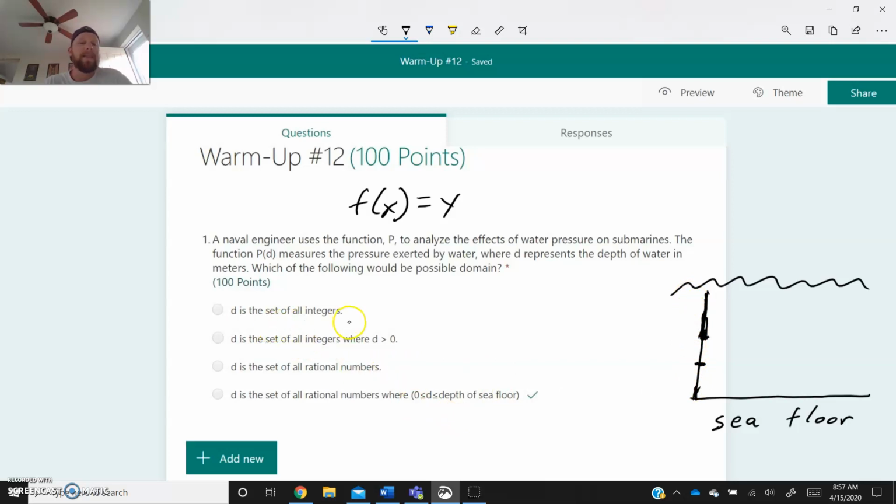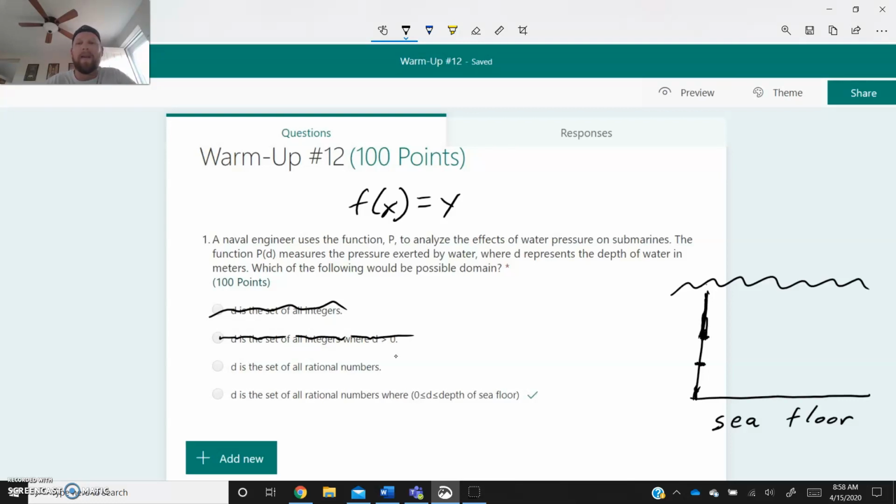The first one says D is the set of all integers. Well, we could go 1.5 feet down. We could go 2.5 feet down, right? We could keep going into the ocean, maybe just half a foot. Well, integers are positive and negative whole numbers, so this one is not going to be correct. The next one says D is the set of all integers where D is greater than 0. Well, if it's stating that D is greater than 0, if this is 0, and we just want to know from the ocean to the sea floor, that means we would have to go up above the ocean. So this one doesn't work either.